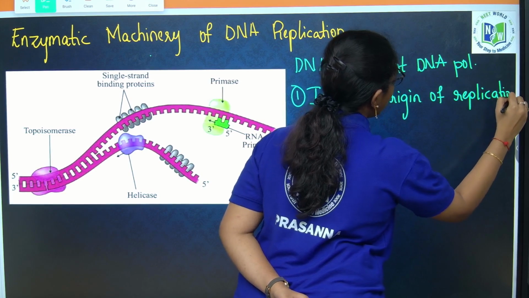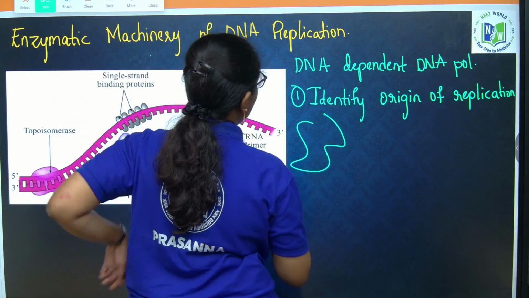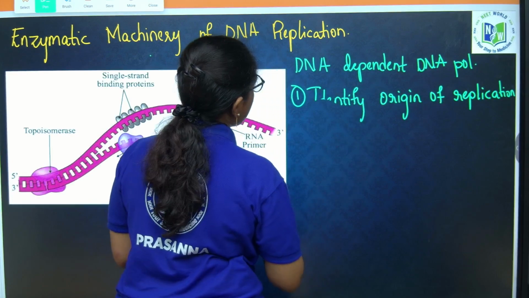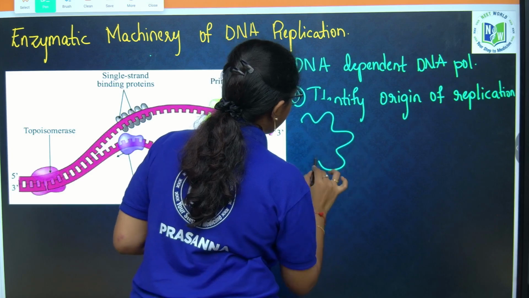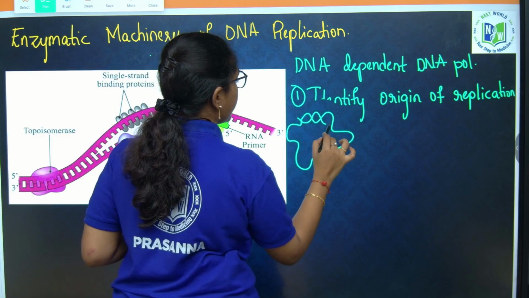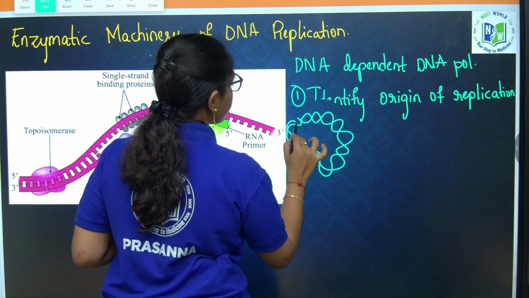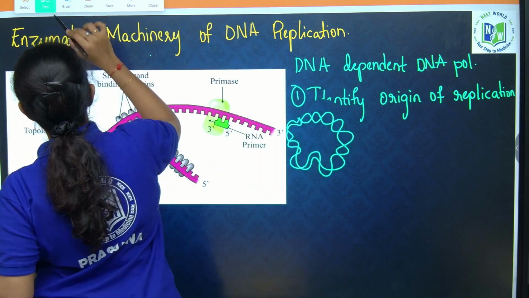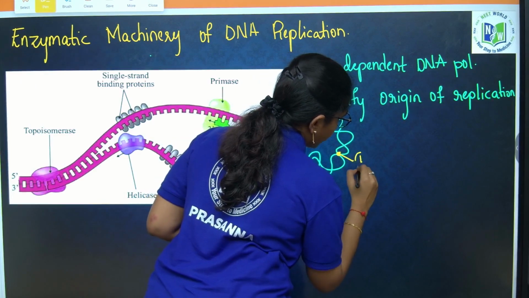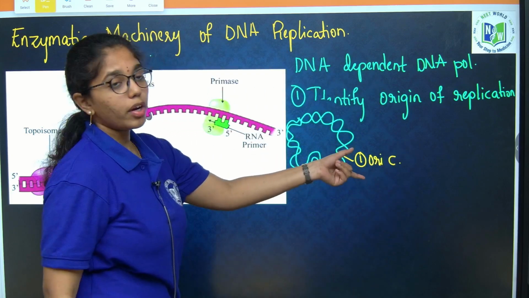So, inside a prokaryotic cell, which has circular, mostly it has what type of DNA? Circular double-stranded DNA. Inside a prokaryotic cell, you have only one origin of replication, which is said to be OriC.